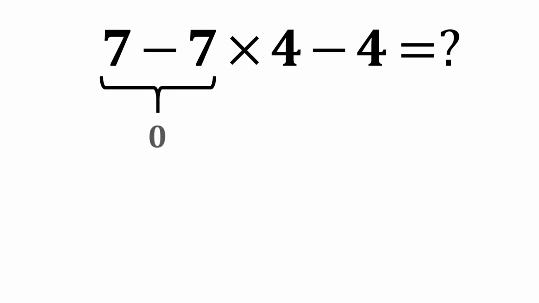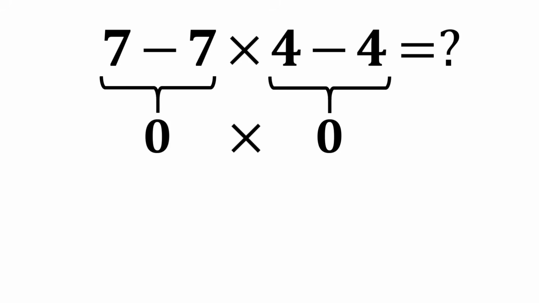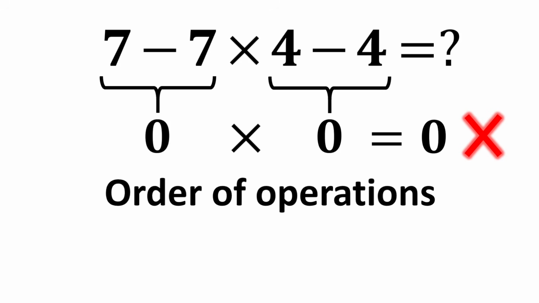7 minus 7 equals 0. And then, 4 minus 4 equals 0. Finally, 0 multiplied by 0 equals 0. But this answer is not correct, because we did not follow the order of operations, which is one of the most important rules in mathematics.